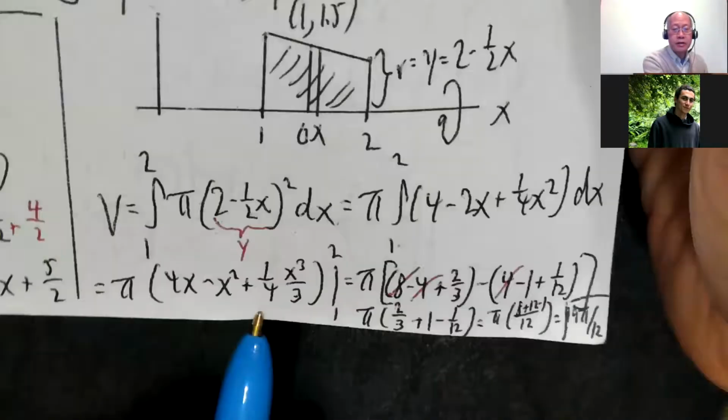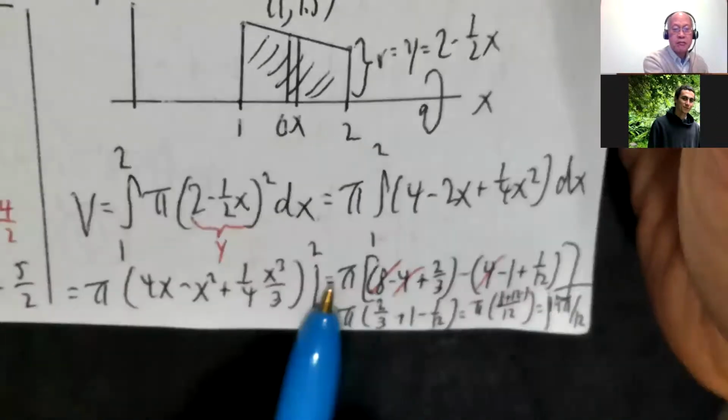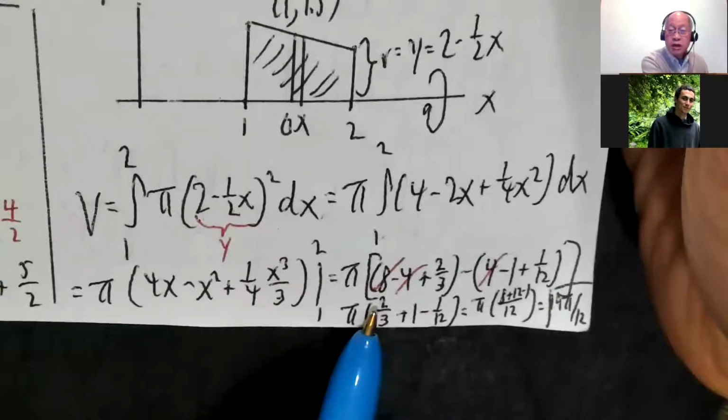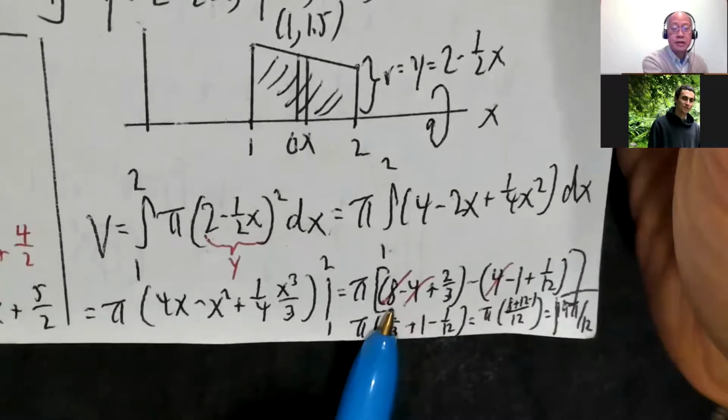Okay, so leave the pi alone. Plug in 2, 4 times 2 is 8. Minus 2 squared is 4. Your connection is unstable. Oh, I'm getting that message again. See if I can get through at least today.